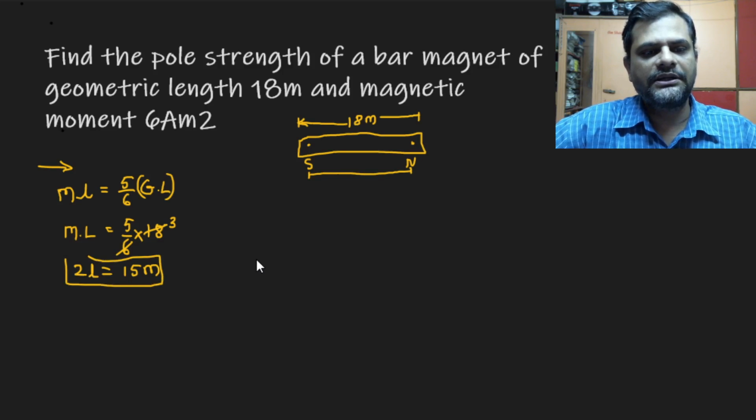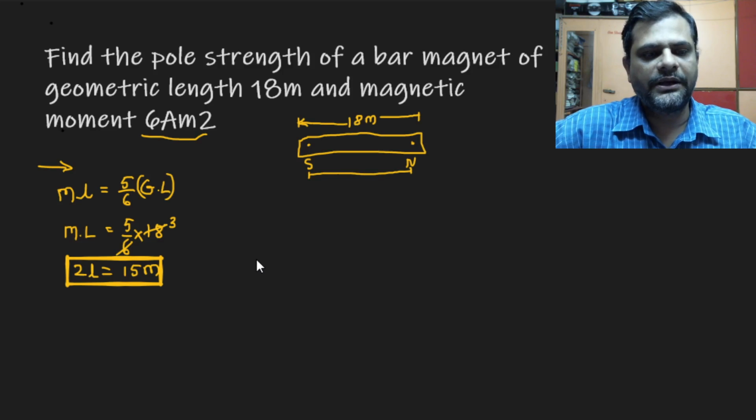So once we get the magnetic length, we can find out the magnetic pole strength, because the magnetic moment is already given. Okay, 6 ampere meter square, and we already have the formula for the magnetic moment of a magnet. The magnetic moment is denoted by capital M, which is given by the pole strength multiplied by the magnetic length, that is 2L here. So if we use this here, the magnetic moment is given to be 6 ampere meter square, the pole strength is to be found out, and the magnetic length is 15 meter, which is already given.